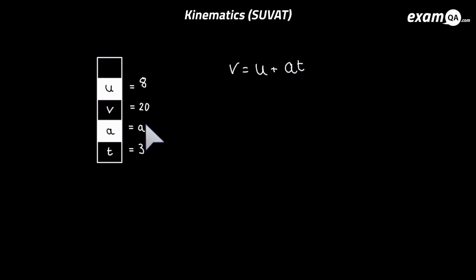In this question, we need to work out A. So we're going to start by filling the formula in. This one should be simple too, and we should be able to work out A very simply. Just take the 8 to the other side and divide through by 3. Taking 8 to the other side, we get 20 take away 8, which is 12. Dividing by 3 gives us 4.